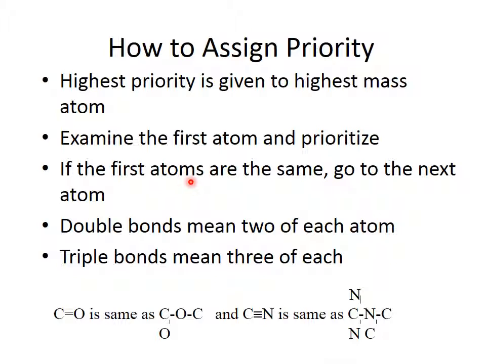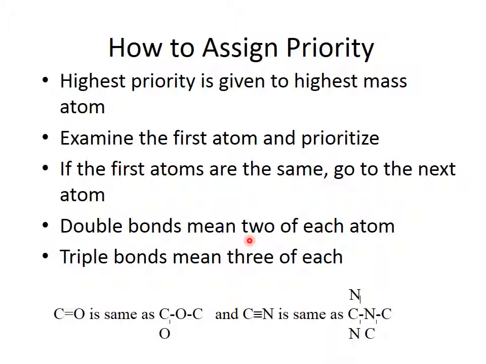So what we have to do is find the first point of difference and then compare those 2 atoms that are different, and then we're able to assign priority that way. It's kind of like layers. The first atom attached, then the second atom's attached, then the third atom's attached. Anytime you find all the atoms being the same, you just go to the next level.